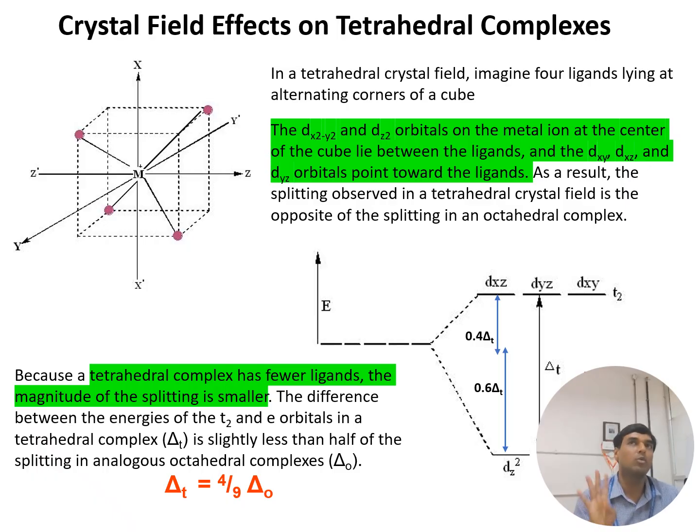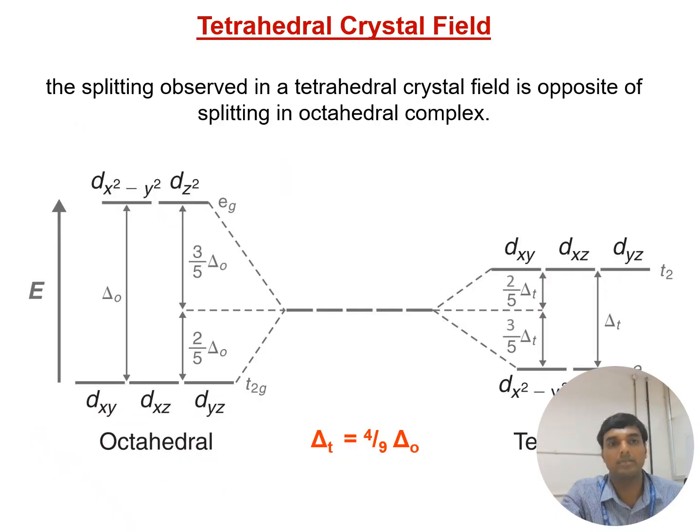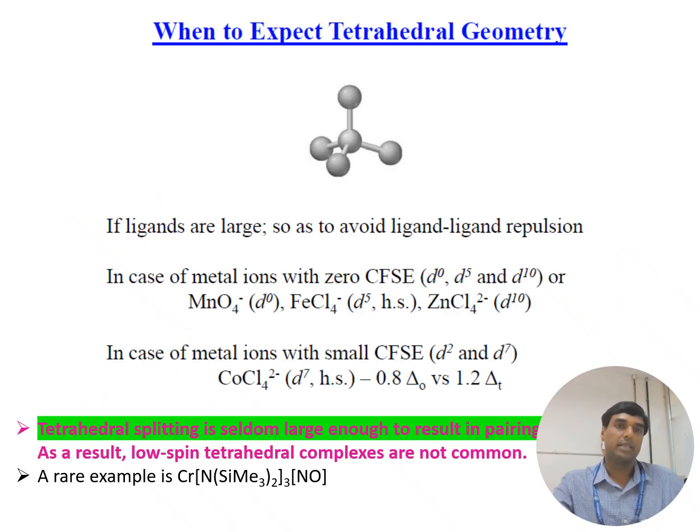Because in a tetrahedral complex 4 ligands are there, and in an octahedral complex 6 ligands are there. So the crystal field stabilization energy in an octahedral complex will be higher compared to a tetrahedral complex. Basically, in an octahedral complex T2g orbitals will be down and Eg orbitals going up, whereas in a tetrahedral complex T2 will be up and E orbitals will be down. So definitely the energy gap between T2g and Eg will be higher in an octahedral complex compared to a tetrahedral complex.